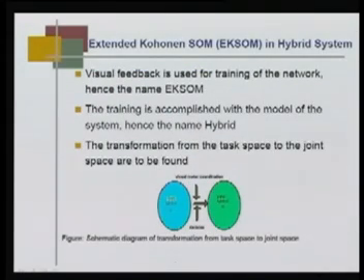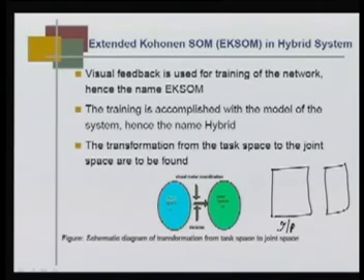So, we have been talking about the Kohonen lattice self-organizing map. Now, we will be talking about extended Kohonen SOM. Here the visual feedback is used for training of the network. So, the concept is a little different. The concept is, given this, we try to correlate between input space and output space.